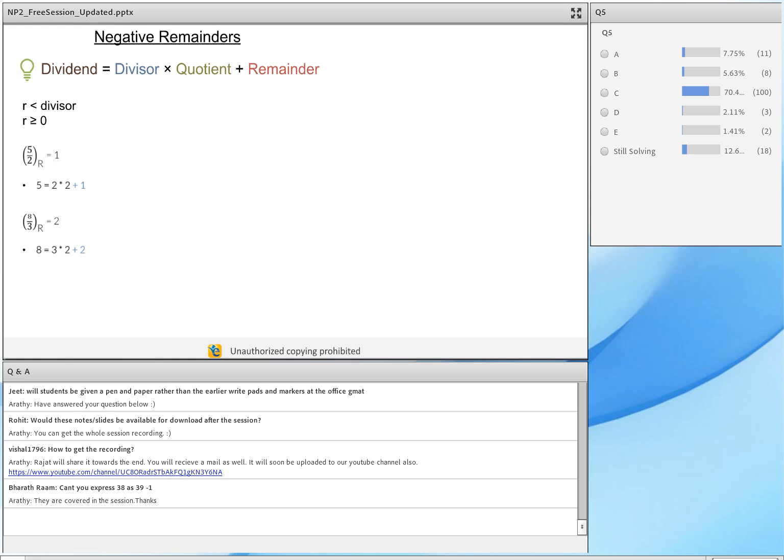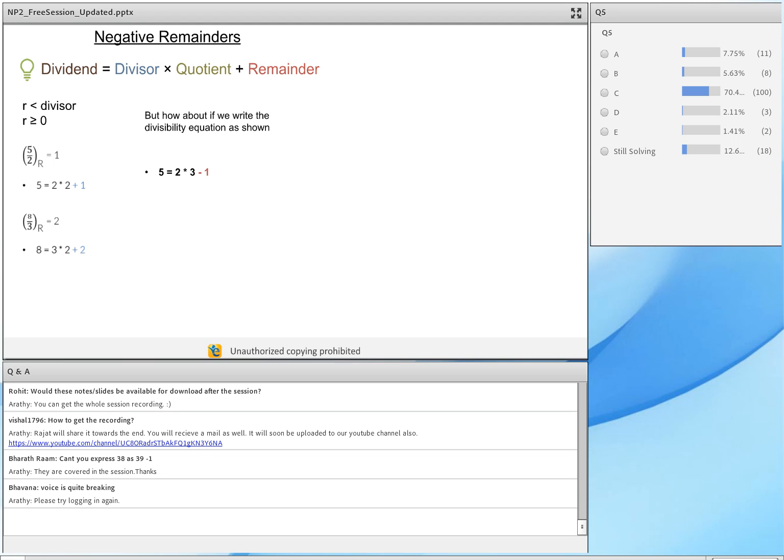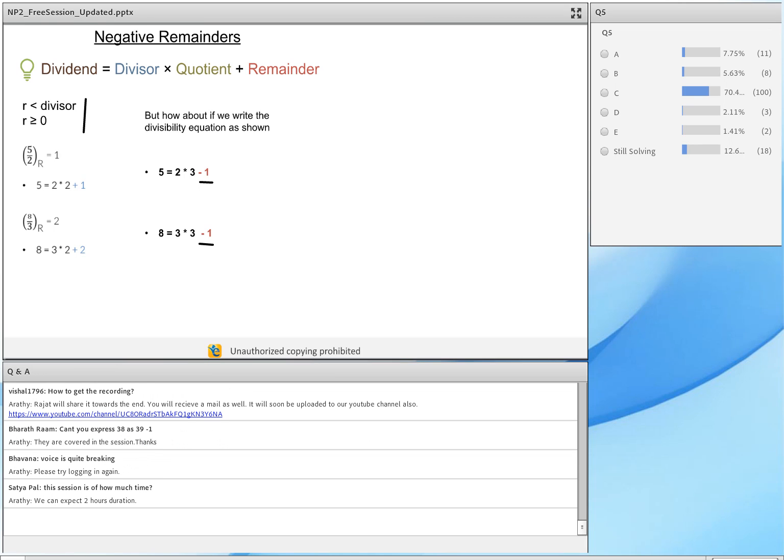Why? Because there are certain scenarios in which it's beneficial to express something not as x plus y, but as x minus y. So what if we write 5 as 6 minus 1, or 2 times 3 minus 1, and 8 as 3 times 3 minus 1. In each of these cases, the remainder that we get is a negative remainder. Why? Because here we get the remainder as minus 1, and here we also get the remainder as minus 1. And as we can see, the constraint is that a remainder cannot be negative. So let's see how we can process these negative remainders.